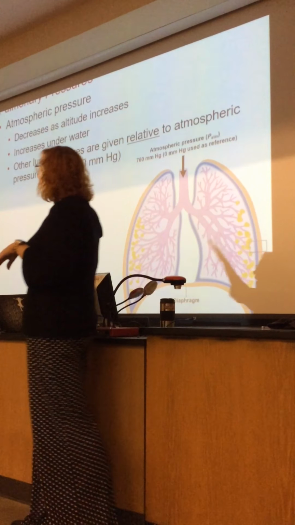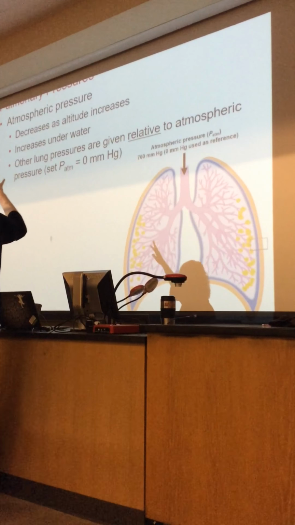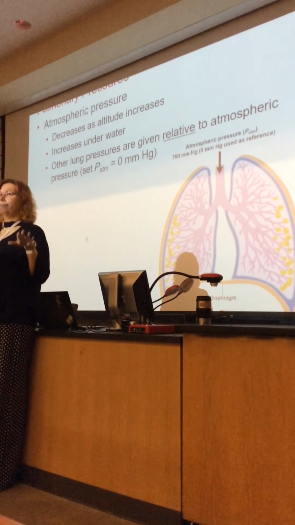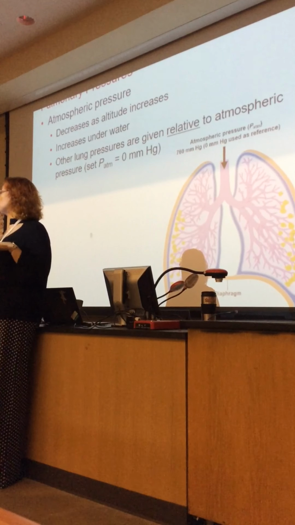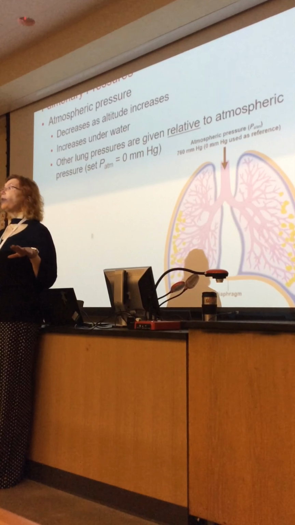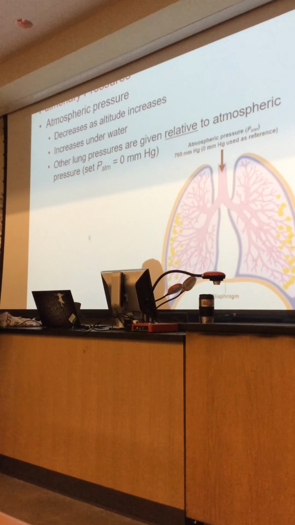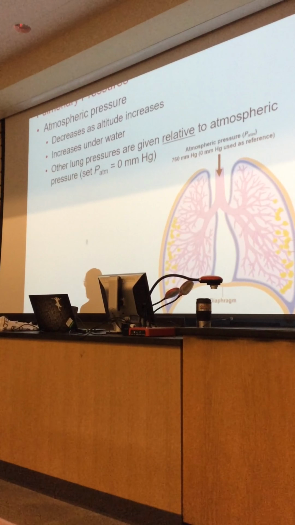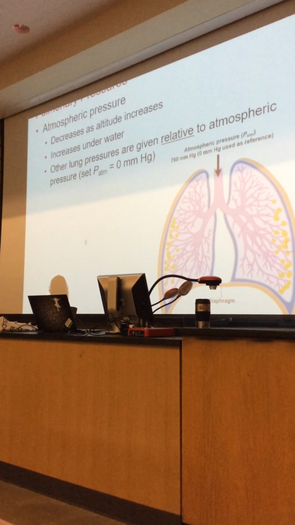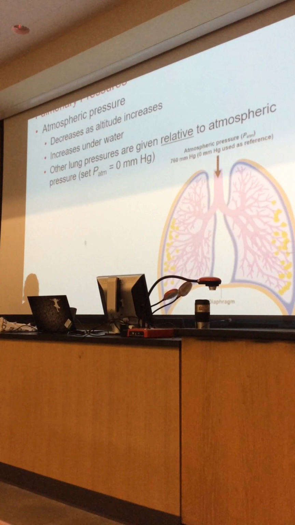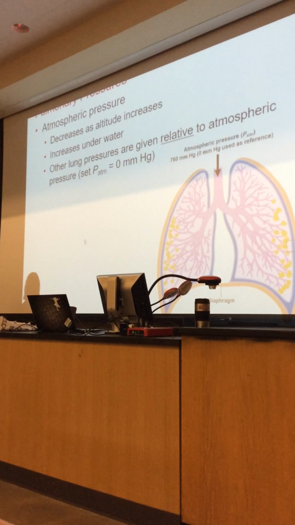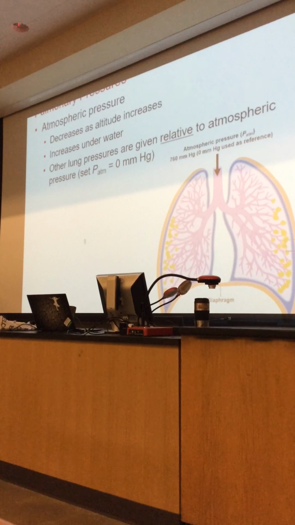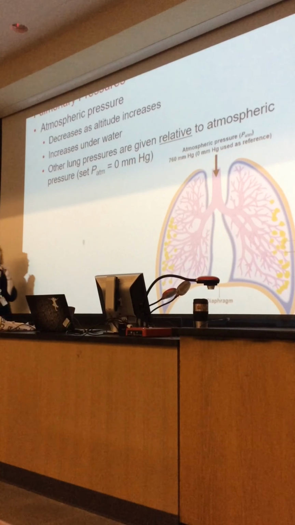Okay, so what pulmonologists have done is they've said, okay, whatever atmospheric pressure is, we're calling that 0. That's our baseline. So that when we then talk about intrapleural pressure, alveolar pressure, the difference between those two, which is transpulmonary pressure, we're all talking about relative to that atmospheric pressure, which we're taring out at 0.